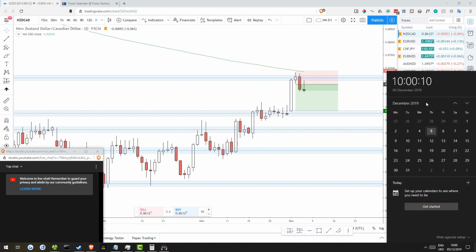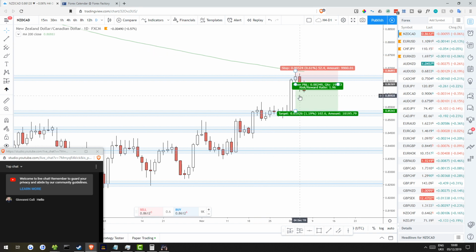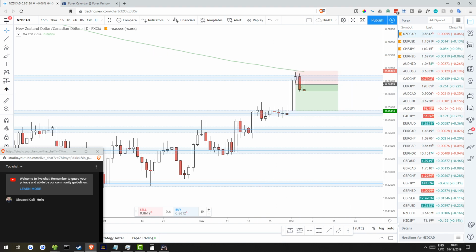Today is Thursday, the 5th of December 2019, and the time is 10 a.m. here in the UK. You're looking at a New Zealand CAD daily chart. In today's analysis, we're going to be looking for price action setups across all of these pairs to the right here, and we're going to be looking at some of the setups that I shared earlier this week.